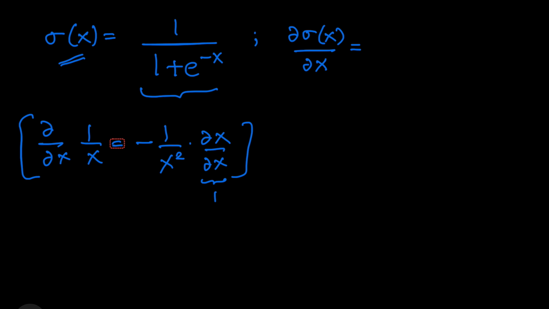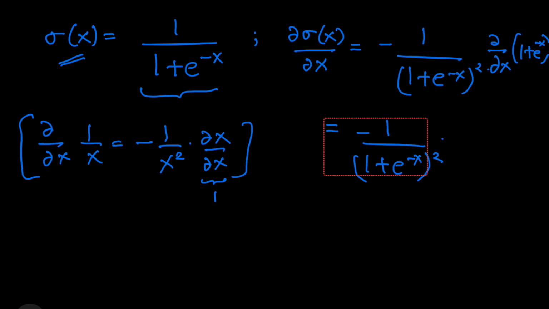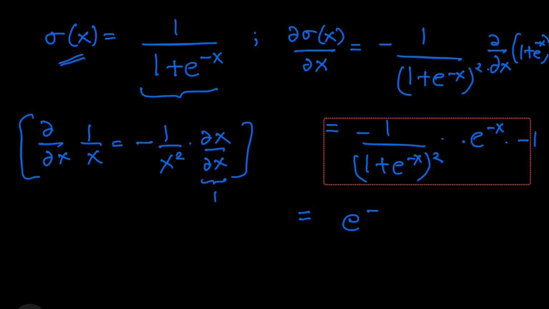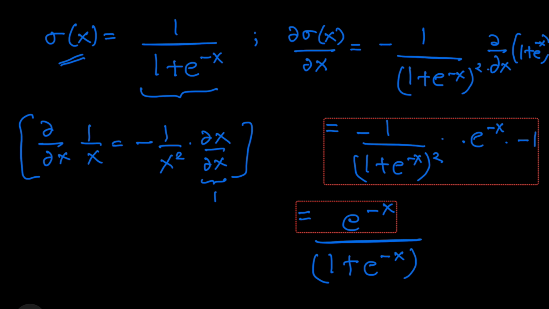So in this case, how would it look? It would be negative of 1 upon 1 plus e to the power negative x whole square, times the differentiation del over del x of 1 plus e to the power negative x. Now the differentiation of 1 is 0, and this would be e to the power negative x times negative 1. So this would be e to the power negative x divided by 1 plus e to the power negative x whole square.